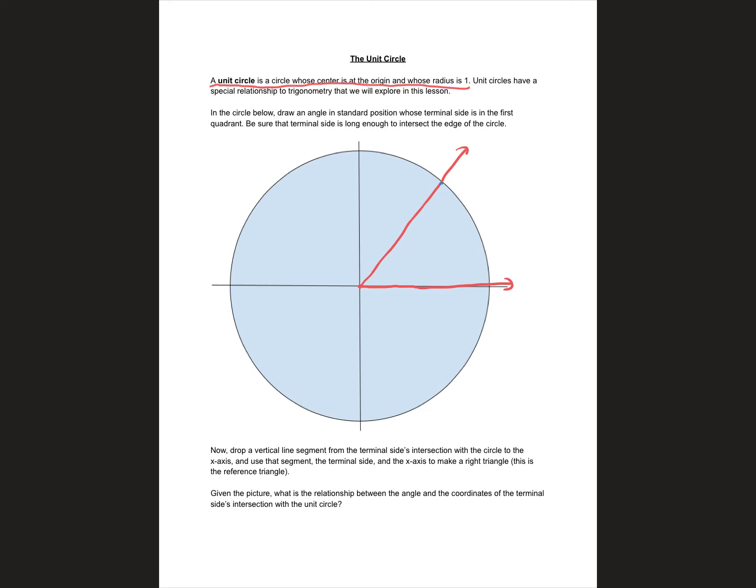Now, if I were to drop a perpendicular, I've done that several times up to this point, to make a right triangle, then if I were to label the point where the terminal side intersects the circle as x comma y, some interesting things start to happen in this triangle. You can see, first of all, that I know the legs of the triangle, because to get to the point x y, I would go over x and up y. And then I know the hypotenuse of this triangle because it is also a radius of the circle. So the hypotenuse of this triangle is 1.